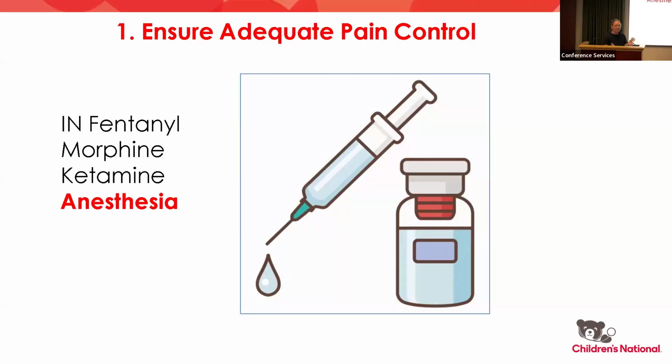So we get that burn consult, and we know that we need to treat the burn. What are the steps in doing so initially? The first thing we want to do is ensure adequate pain control, and we have a number of agents to do so, anywhere from intranasal fentanyl to IV medications to potentially sedation or anesthesia.